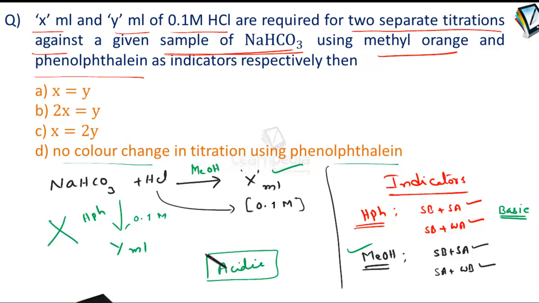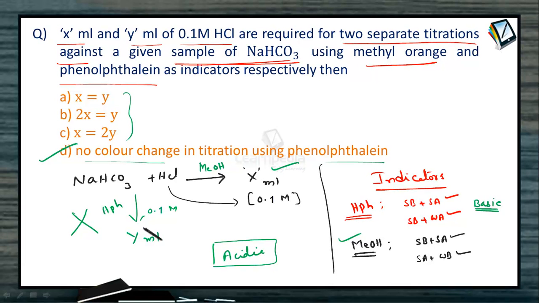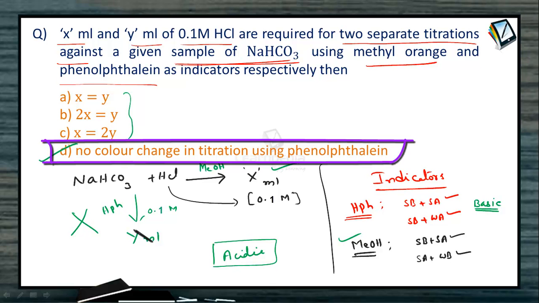So therefore, this titration cannot be carried out using phenolphthalein at all. Therefore, we cannot make any of these comparisons. And thereby, option D, no color change in titration using phenolphthalein is observed. And thereby, this titration cannot be carried out using phenolphthalein. Hence, option D will be the appropriate answer.